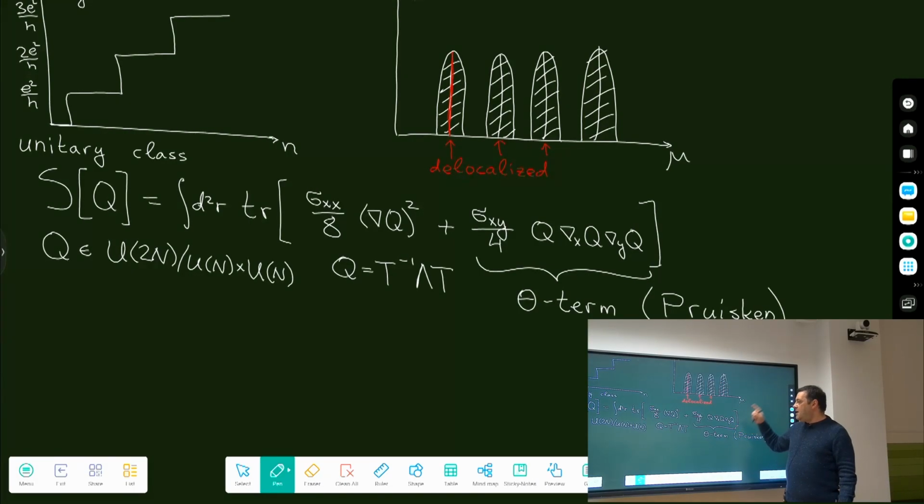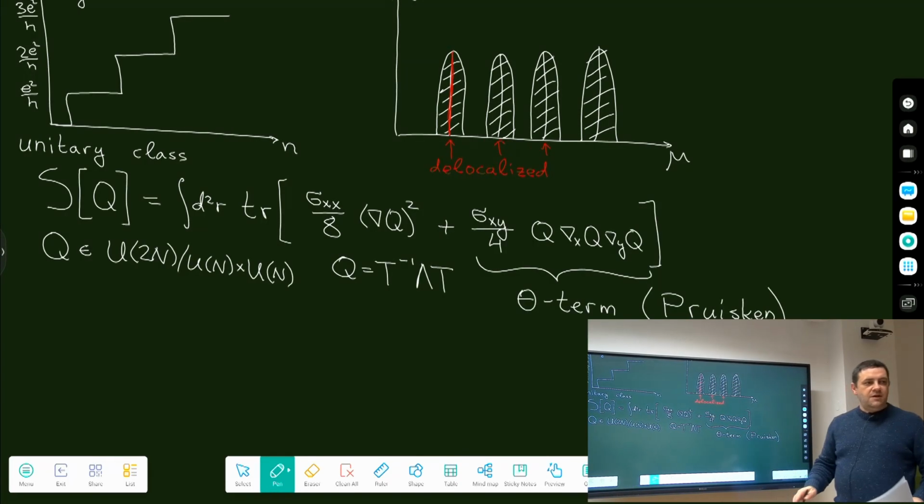So this can be added only in 2 dimensions, and in the unitary class, because if you do the same thing in any other class, for example, you can write the same thing in the orthogonal class. But then it will turn out that this is identically 0 because the Q matrix belongs to a different space. I will prove it right now. We will analyze this term, and we will see that for the unitary class it's not identically 0, but otherwise it's 0.